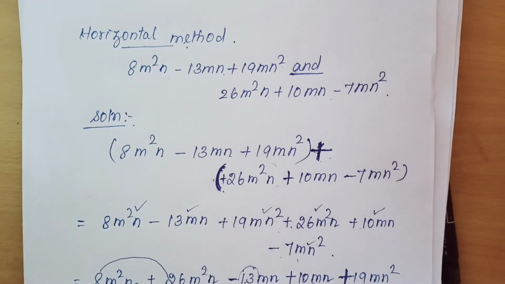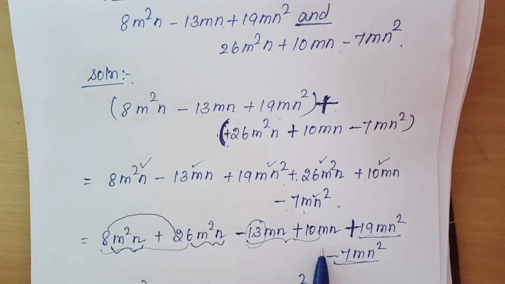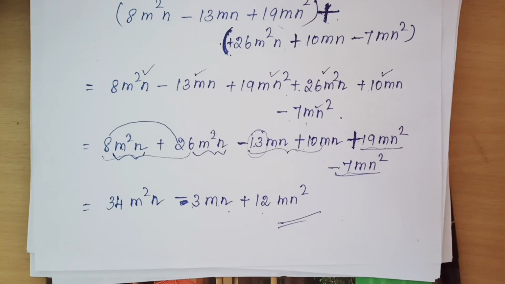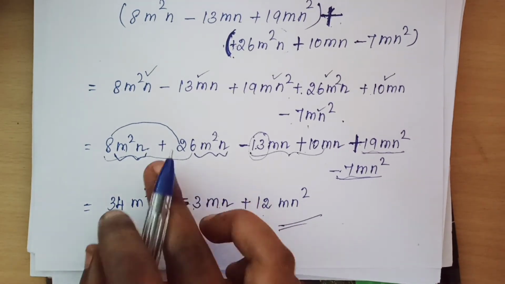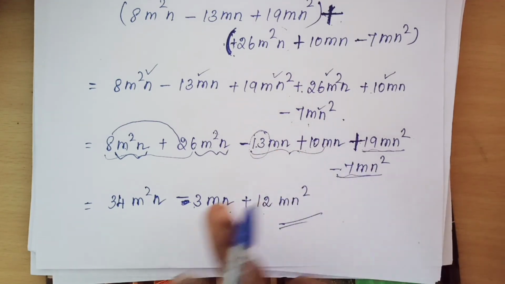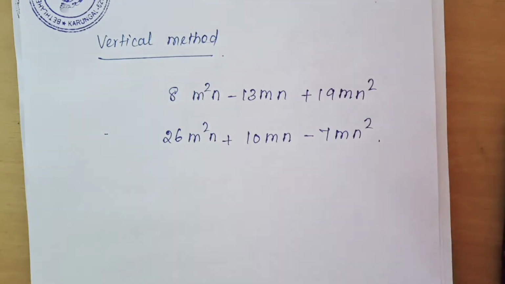Okay. Then separate the like terms. You are going to separate the like terms. You know how to separate the like terms. Separate them and follow the next step. Same sign means you are going to add and write the same variable. Different signs means subtract and write the greater number's sign.